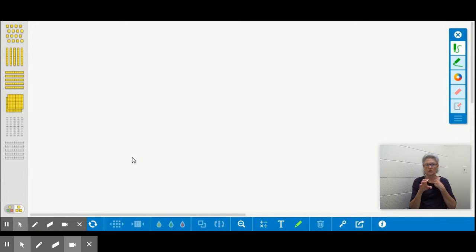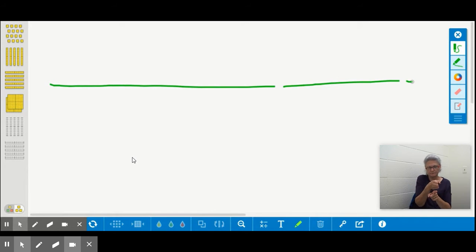So one thing that I like to use is a number line. I'm going to use this here, so I'm going to click on my drawing tool. I'm going to draw myself a number line. Now, let's see, my number was 483 students.